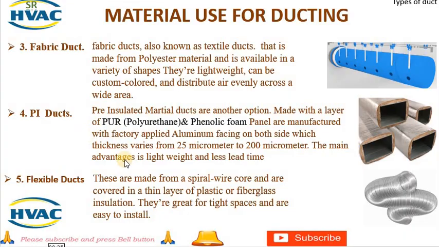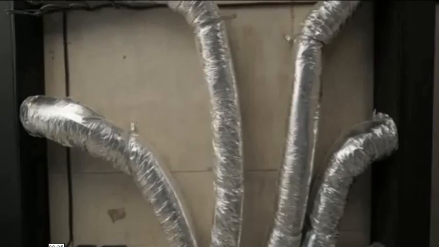Okay, friend, the next duct material is flexible duct. These are made from a spiral core wire and are covered with a thin layer of plastic or fiber insulation. They are great for tight spaces and are easy to install. Friend, they are mostly used where we have a constraint of space. Okay, these are the flexible ducts.